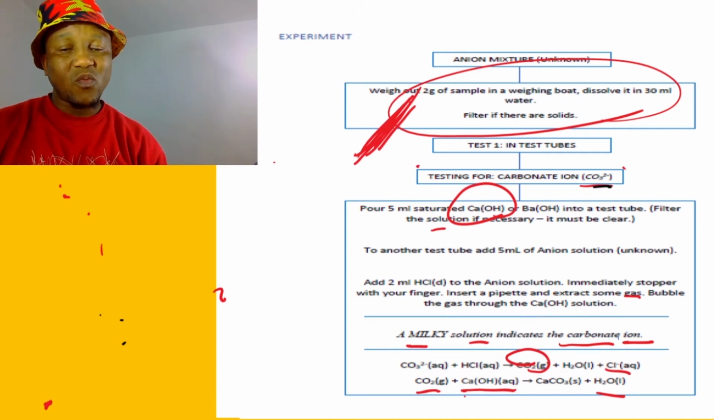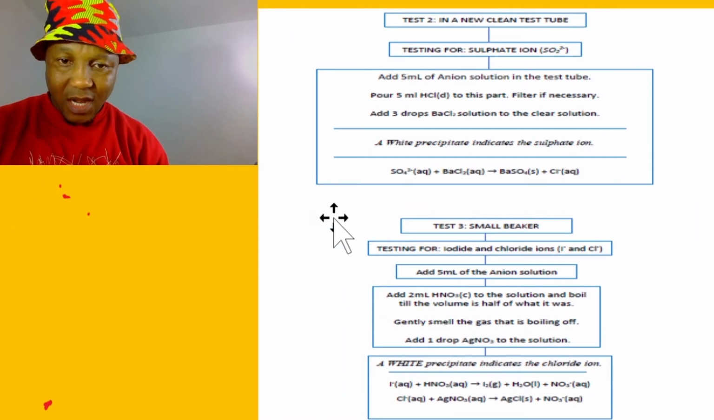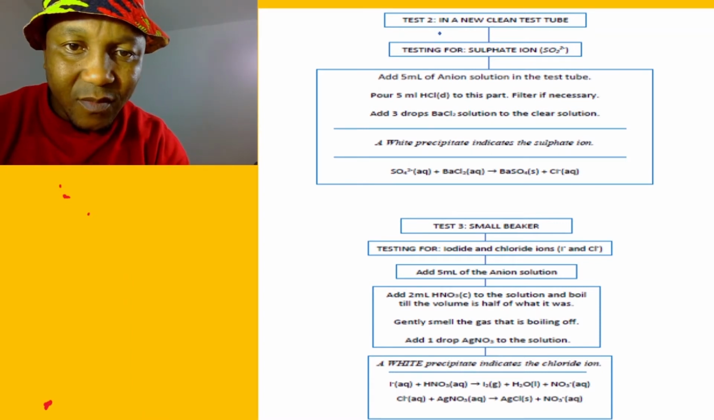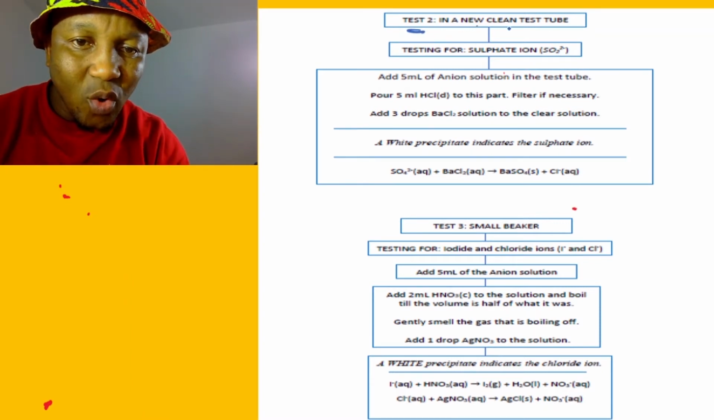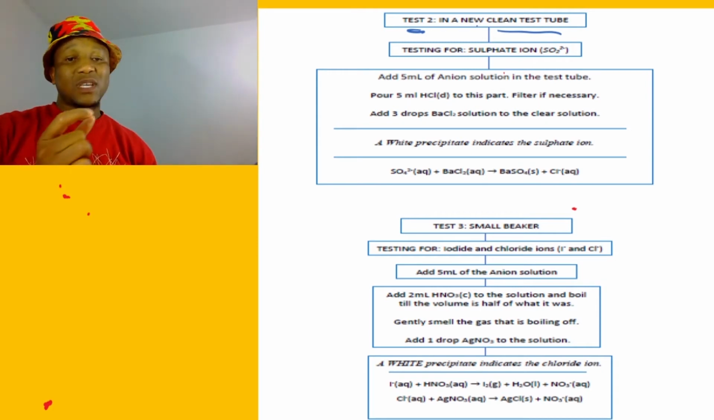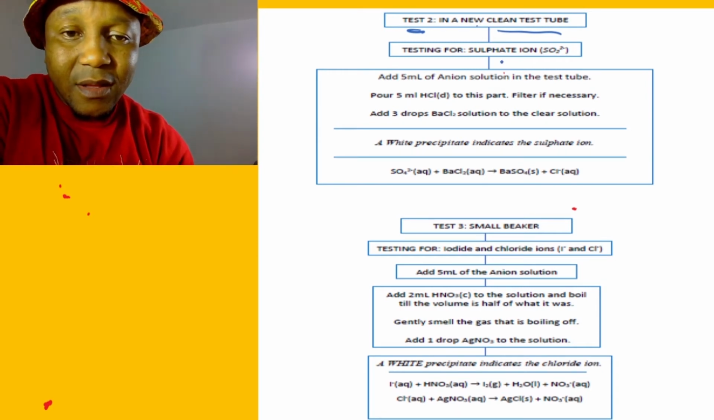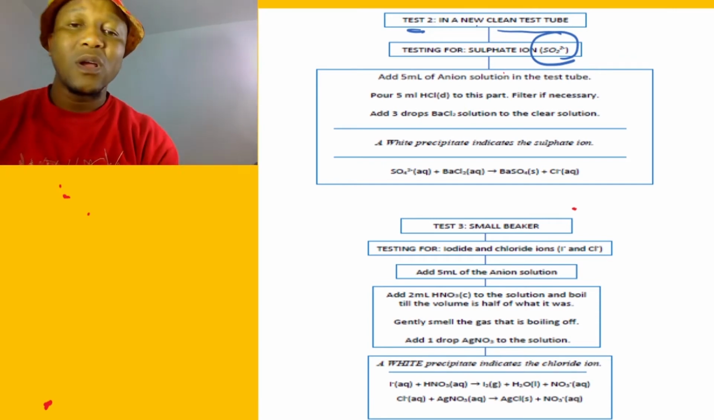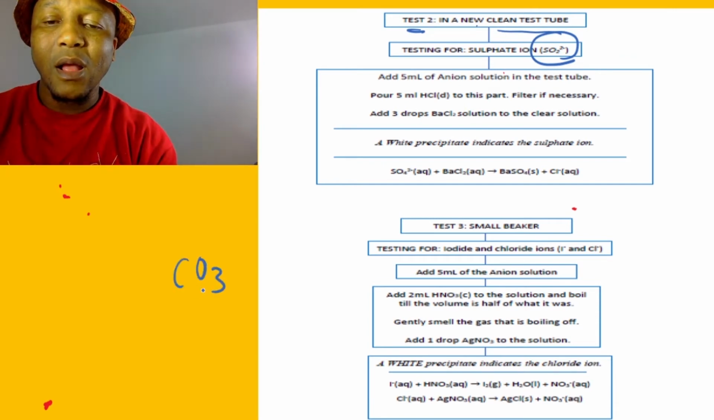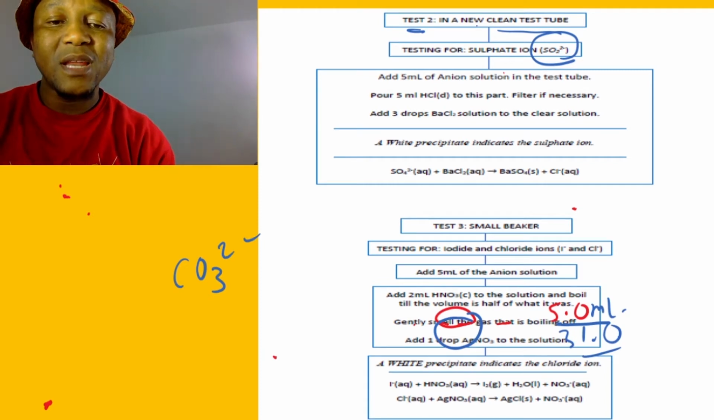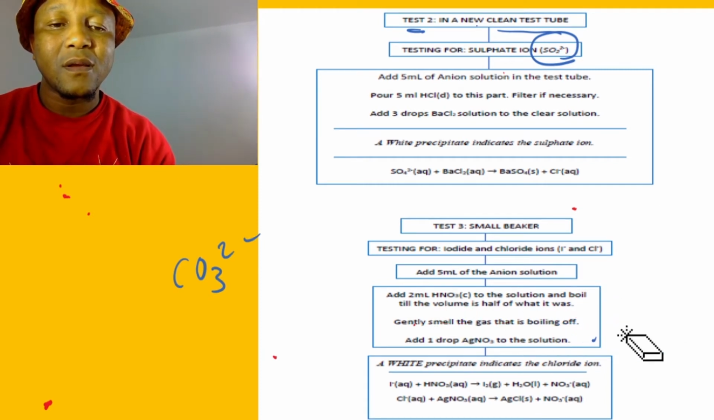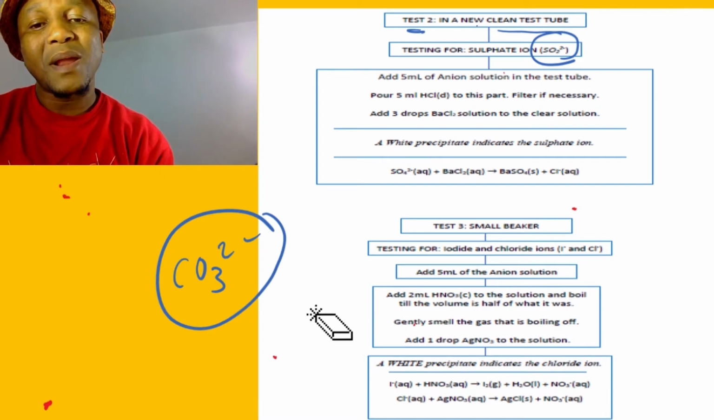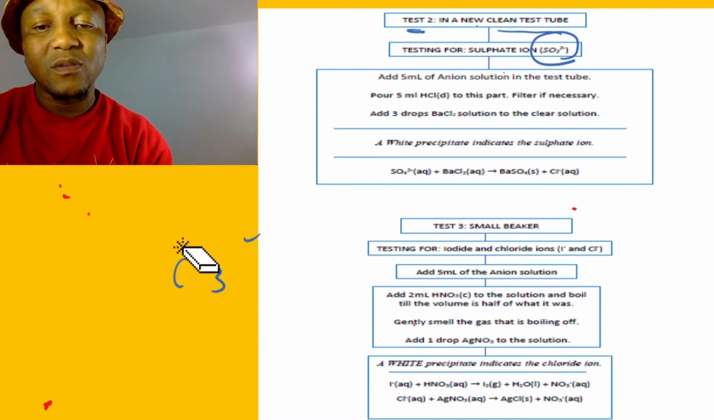Okay, so that's experiment 1. Now experiment number 2. In a new clean test tube, now take a new test tube, and then we want to test for sulfate ion. For the first one, we were testing for carbonate anions. In carbonate, this is carbonate. We were testing for that. But now we want to test for sulfate.